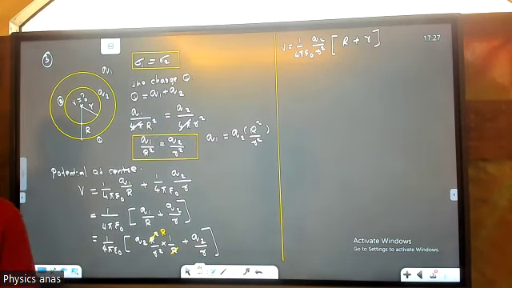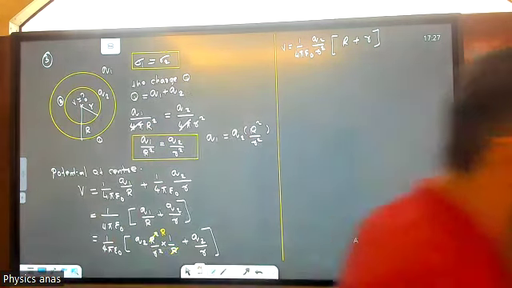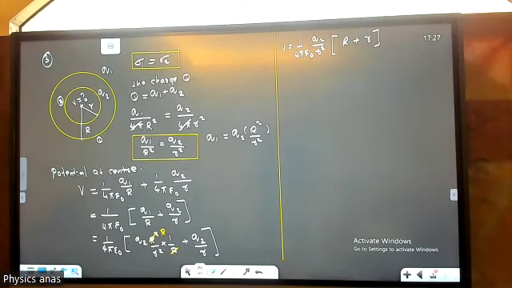Sir, if you're multiplying, don't you need to divide also, to not change the value?